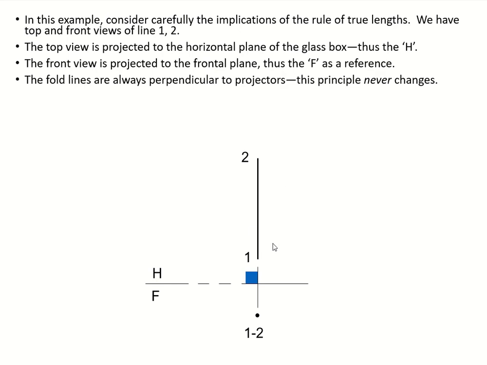Alright, next one. You're going to look at it very carefully, yeah? The implications of these 3 points of your true length rules. So we have top and we have front view, right? Line 1, 2. Your top view, your front view, okay? The top view, again, is projected to the horizontal plane, right? And we call that H because it is projected onto the horizontal plane, right? Your top view. That's very important.